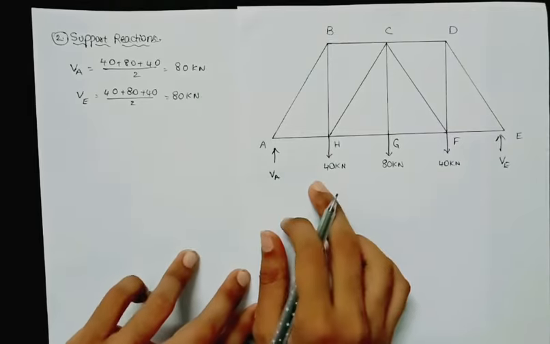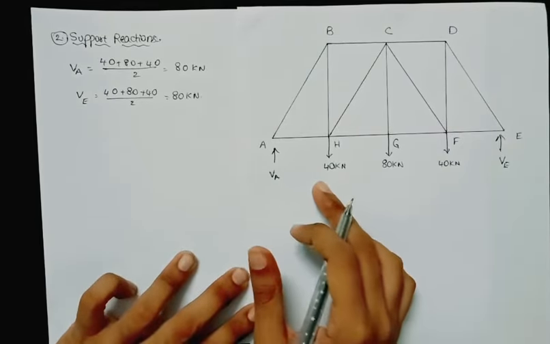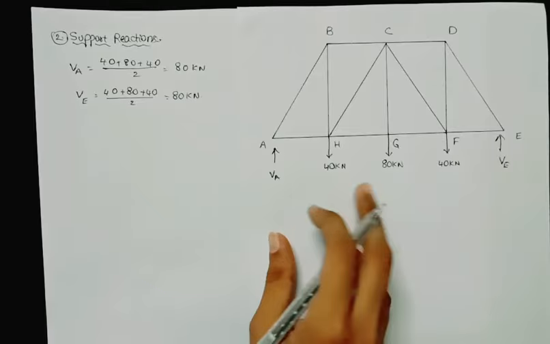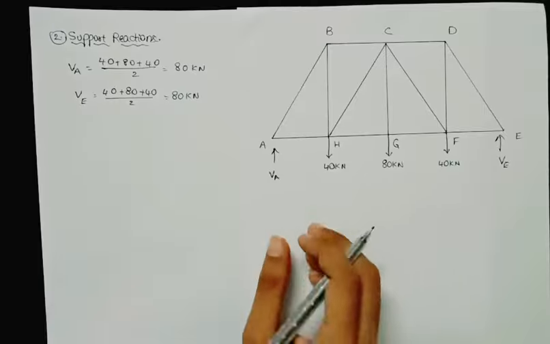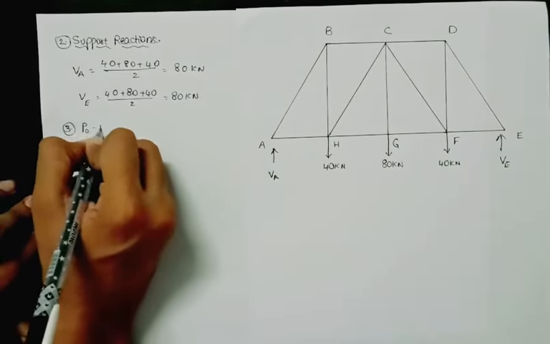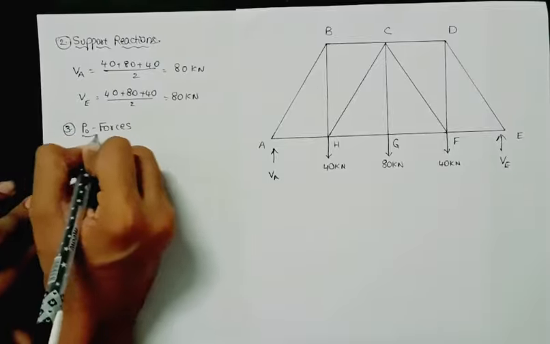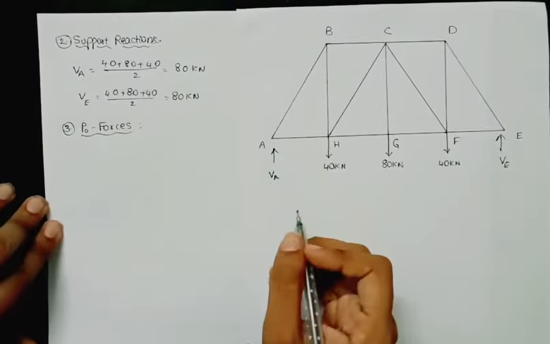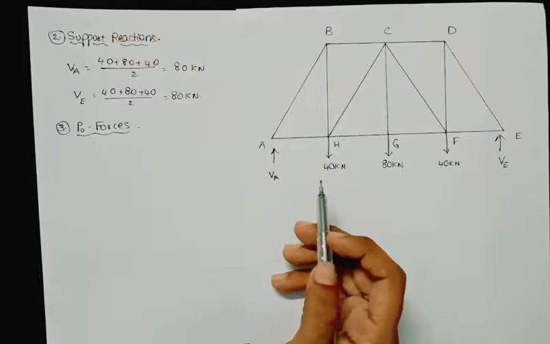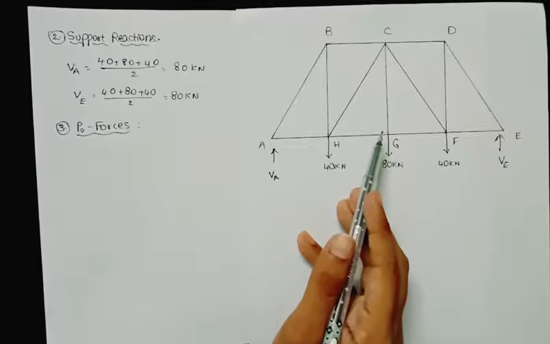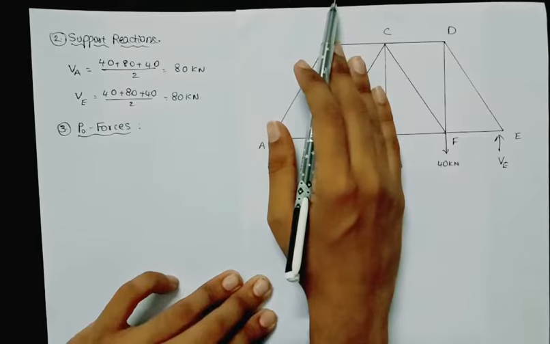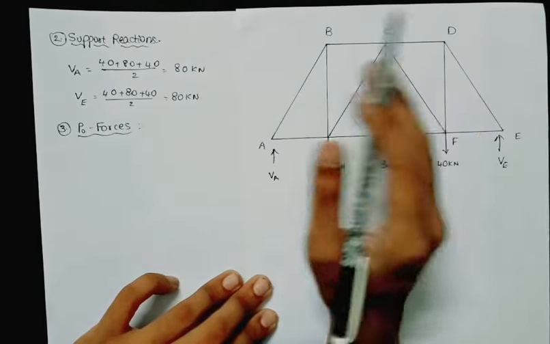If it is not symmetrical, then you have to apply sigma V equal to 0 and also sigma M equal to 0. Since the truss is symmetrical, I have used the symmetry property and calculated both reactions. The next step is calculation of P0 forces. For the diagram I have shown here, we have to calculate the P0 forces. While calculating P0 forces, keep in mind that the truss is symmetrical about the y-axis. So if we calculate the first half, the other half will be the same.